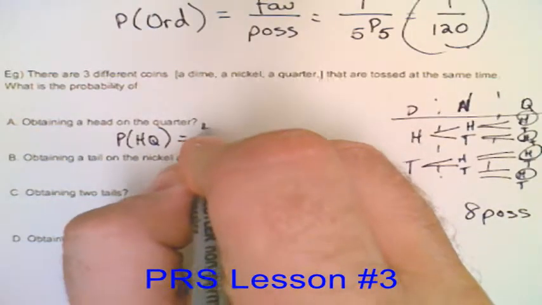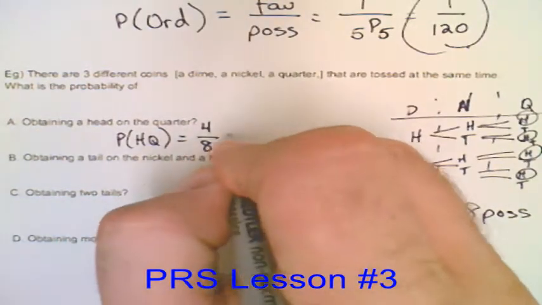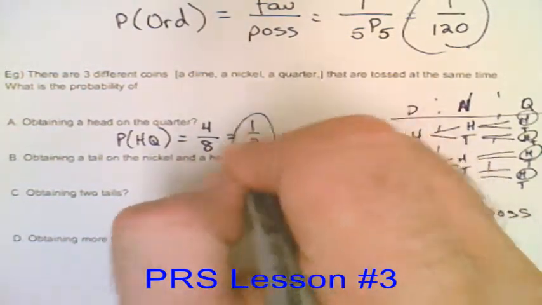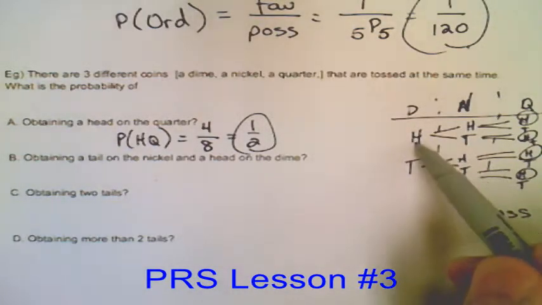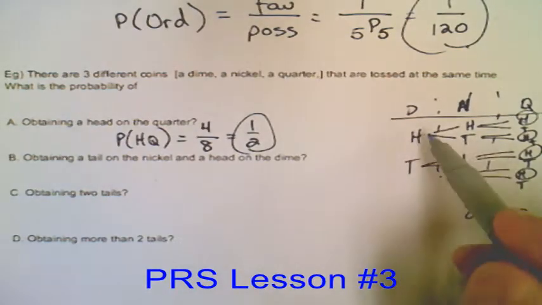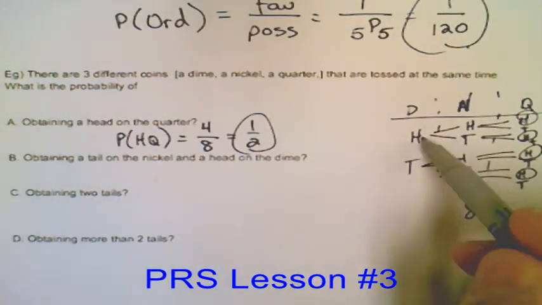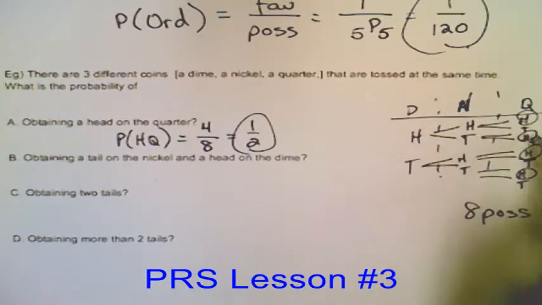So the probability of obtaining a head on the quarter. So I'm just going to write HQ for head on the quarter. The probability of getting a head on the quarter, there's 1 here, 1 here, 3, 4. There's 4 ways that happens. Possible is 8. So it's a 1/2 probability. You just reduce the fraction.